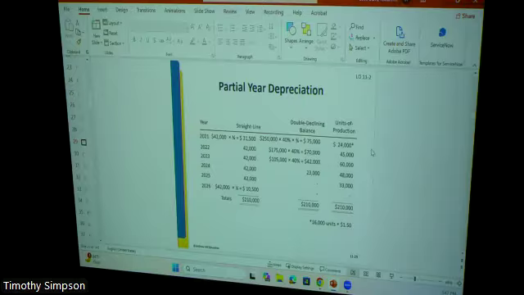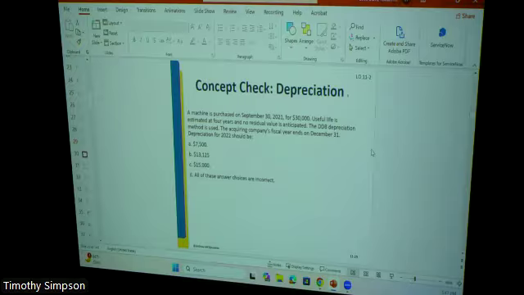Straight line is far and away the most used, for obvious reasons. The simplicity, it also evens out the expense over time. So there's a lot of good reasons to use it.